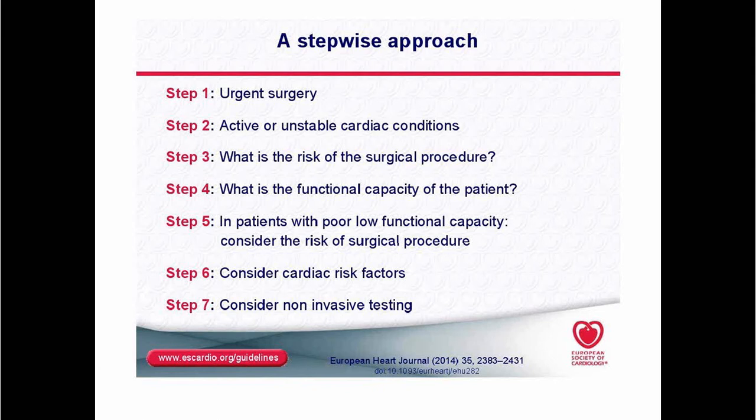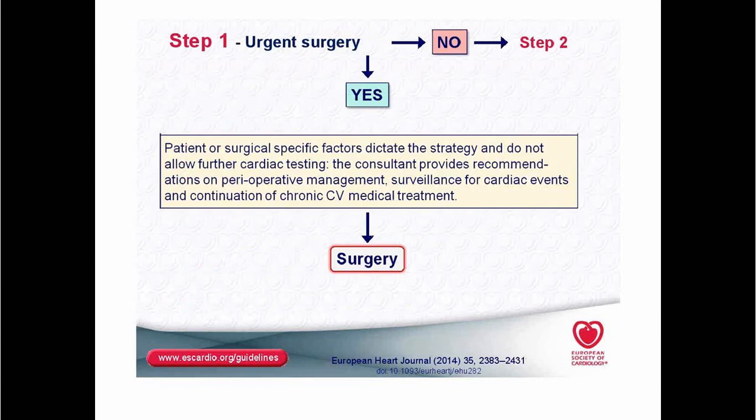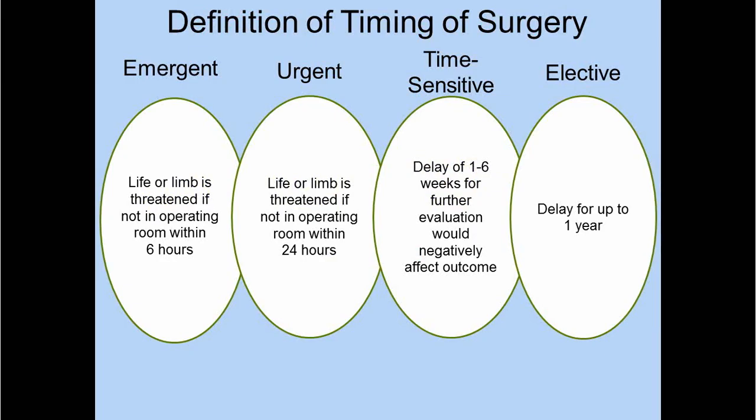Okay, so let's start with this stepwise approach. Step 1 is determining the urgency and timing of the surgery. According to the timing, it may be emergent, urgent, semi-urgent or elective. Emergent surgery means that it is life or limb threatening if not operated within 6 hours, while urgent is life or limb threatening if not performed within 24 hours. Semi-urgent can be delayed for 1 to 6 weeks, and elective surgery can be delayed for up to 1 year.